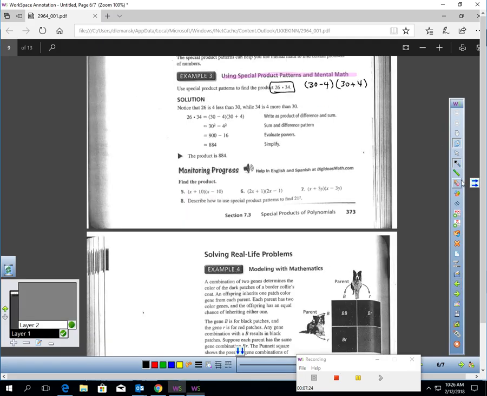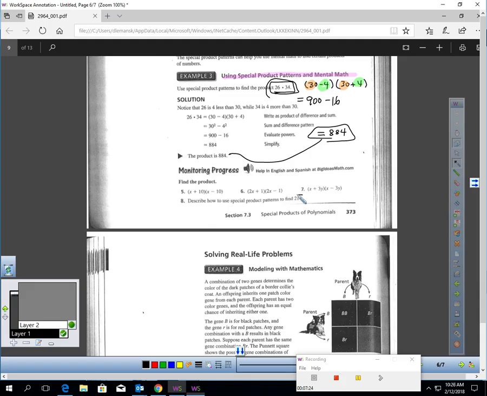So let's do it. Multiply the first terms together. This is easy now. 30 times 30 is 900. And then if I take the last terms, which would be negative 4 times positive 4, that's negative 16. And 900 minus 16, I should say, is 884. So yeah, even as a teacher, I don't know what 26 times 34 is, but if I think of it as 30 minus 4 and 30 plus 4, that's easy.